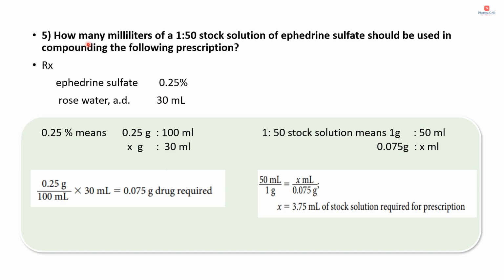Now in the question, what we need to find out is how many milliliters of a 1:50 stock solution of ephedrine sulfate should be used in compounding this prescription. So 1:50 stock solution means 1 gram of ephedrine sulfate is present in 50 ml of the stock solution. So 0.075 gram is present in x ml. So take the volume as x ml. Then find out the value of x again by cross multiplication. That is 0.075 into 50 divided by 1. That is equal to 3.75 ml of stock solution is required for this prescription.